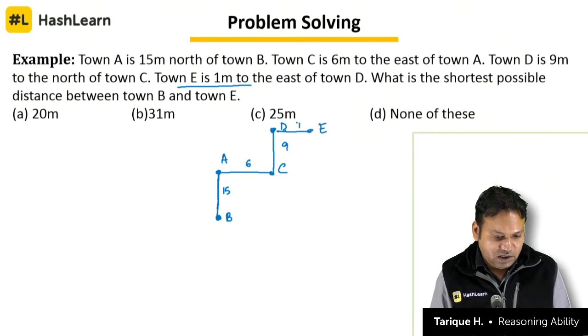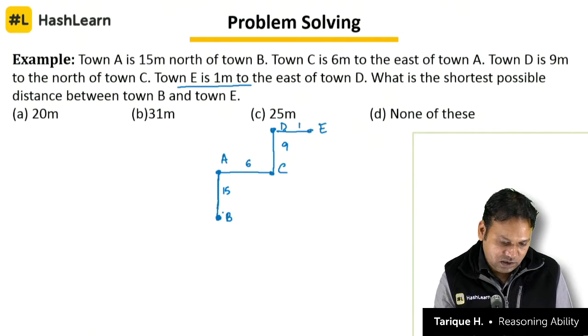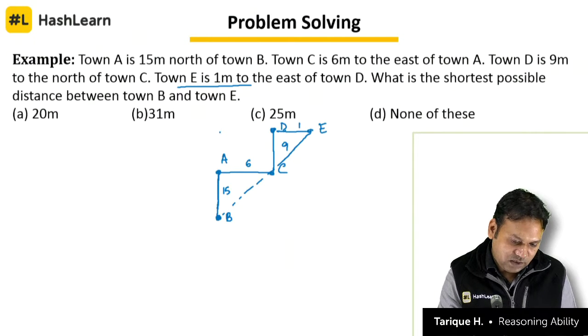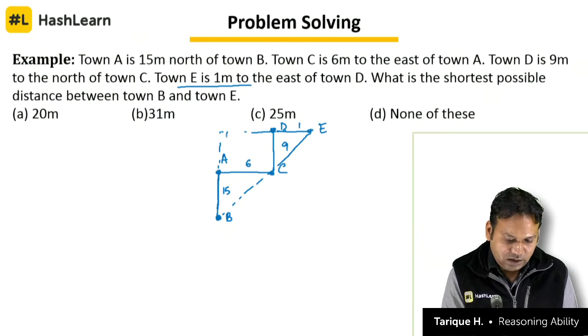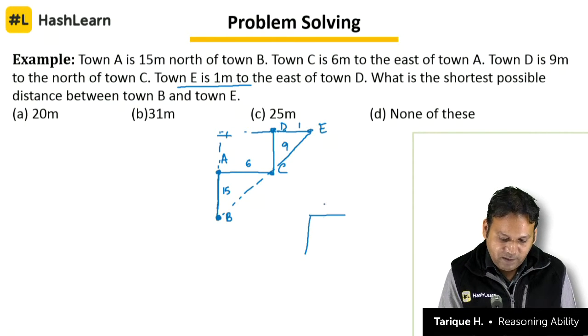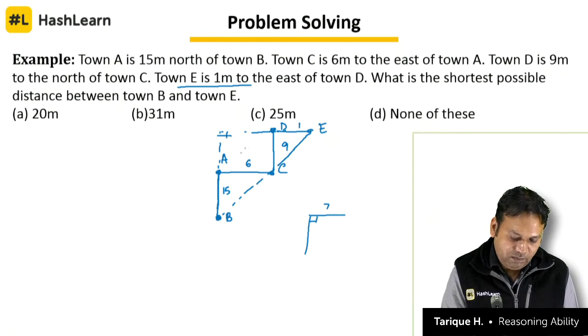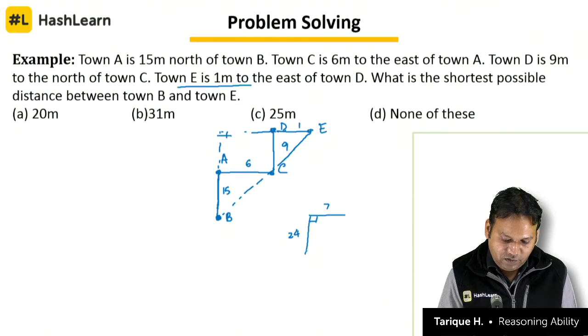What is the shortest possible distance between B and E? So this distance we have to find out. Earlier also we have seen very similar questions, so it will not be tough at all. Complete the triangle. See the total distance here, 6 plus 1, 7, so one distance is 7, and 15 plus 9, 24, this is 24. So we have to find out what this distance is.